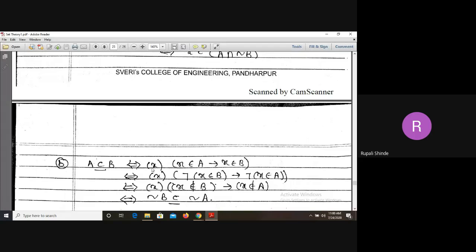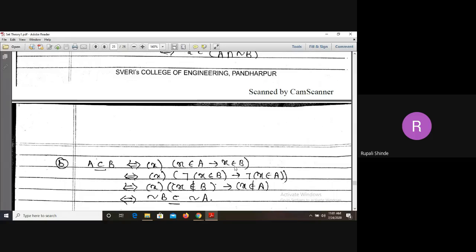So here we have considered just one element x. आता x हा जर A मध्ये असेल तरच तो B मध्ये असणार आहे. So how can we write it in symbolic form? For any element x, if x belongs to A, then x belongs to B. जर तो element A मध्ये असेल तरच B मध्ये असणार आहे.